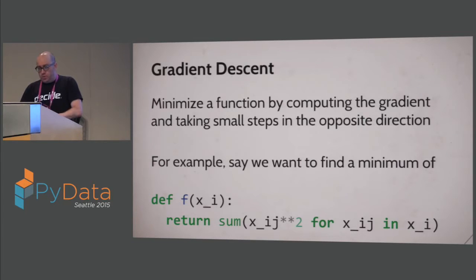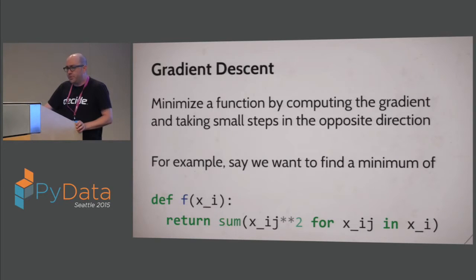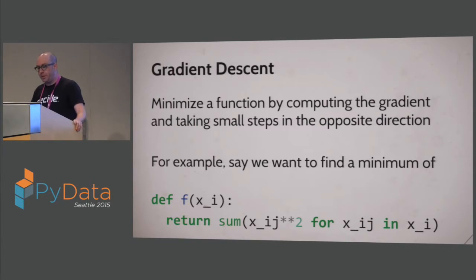All right, so how else can we apply this to data science? Well, another place where this turns out to be pretty interesting is gradient descent. A lot of models that we use involve taking minimums of things, taking maximums of things, solving optimization problems. So gradient descent is where we minimize a function by computing the gradient, the vector of partial derivatives, and taking small steps in the opposite direction.